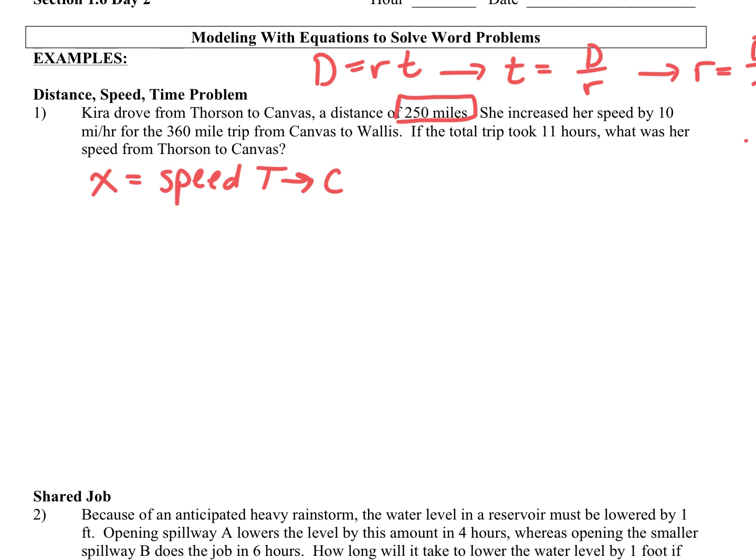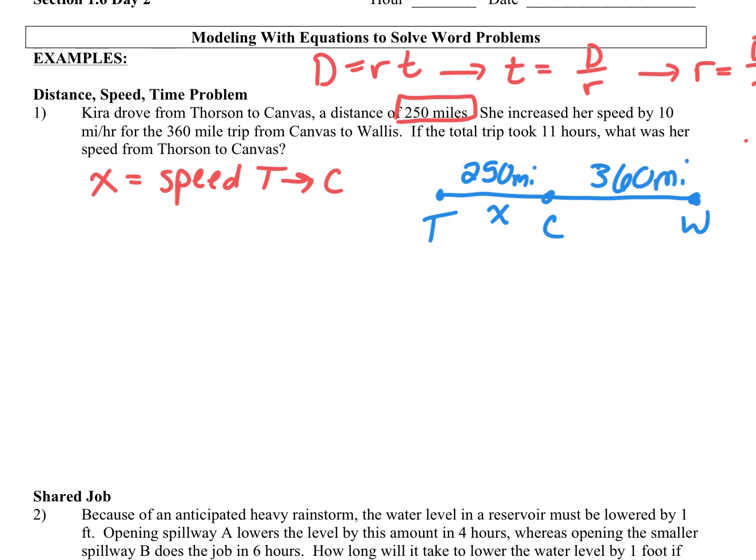So a picture definitely helps with this. Imagine it being a straight line distance, which probably it's not, from Thorson to Canvas to Wallace. How far is it from Thorson to Canvas? We go 250 miles, and our speed is X miles per hour. How far is it from Canvas to Wallace? 360 miles. And our speed was X plus 10, increased by 10, so it's X plus 10.